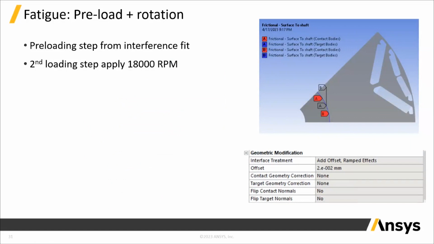Next, we want to do another fatigue calculation, which includes a preloading step. In the preloading step here, what we try to do is include the shaft interference load. We applied a 0.02 millimeter interference between the shaft and the rotor lamination, and that's the first preloading step. The second loading step is similarly applied with 18,000 RPM rotation velocity.